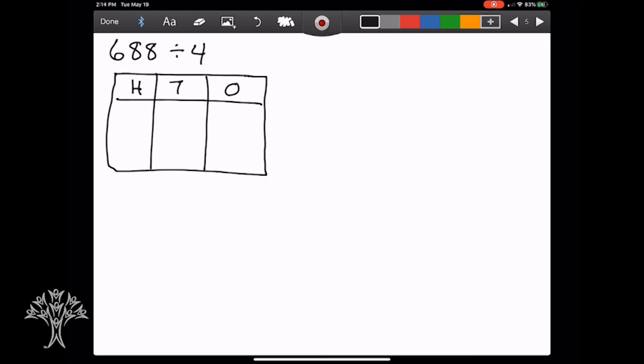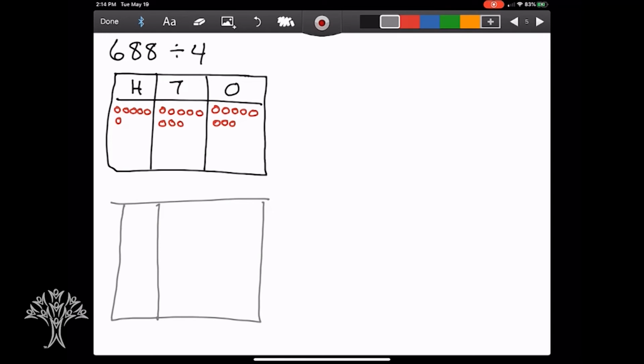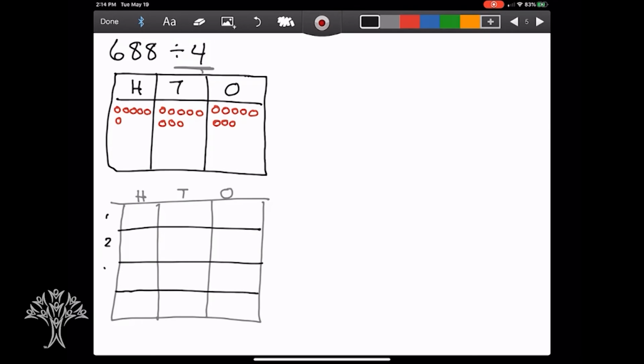Hundreds, tens, and ones. Next, let's get the number on there. 6, 8 tens, and 8 ones. Now this is going to look a little bit different. Can you think about why it's going to look different? Because you've got a 4 there now, right? So we need to break this up into 4 groups, not 3, because we're talking about dividing it into 4 groups. All right. So let's start with our hundreds.